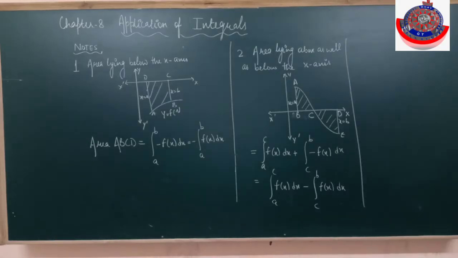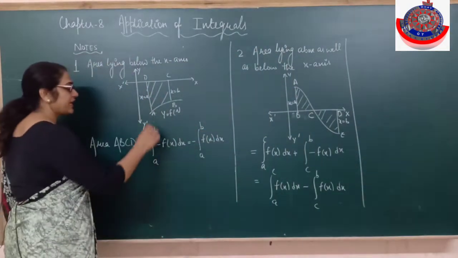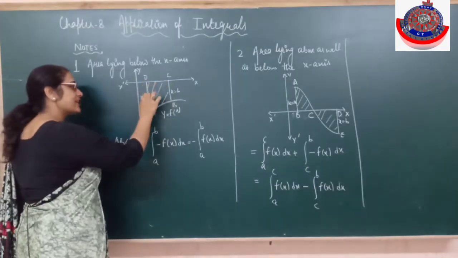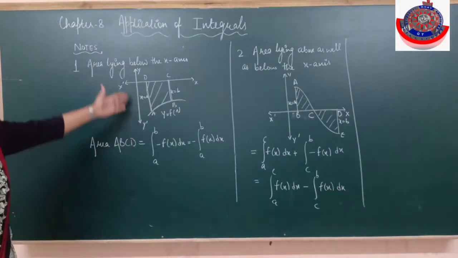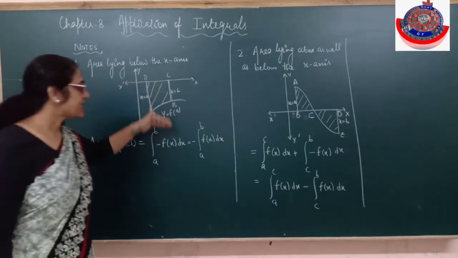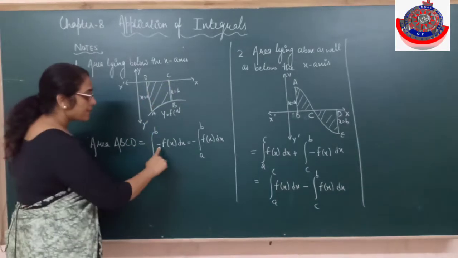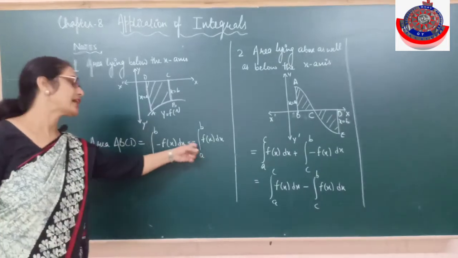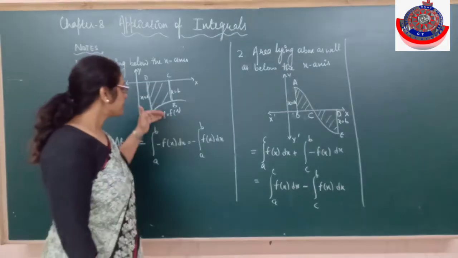Now if the area is like this, here the curve is lying below the x-axis. Suppose you have to find out the area bounded by the curve y equals f(x), the x-axis, and the ordinates x equals a and x equals b. Because it is lying in the negative direction of the y-axis, what will happen? It will be the integral from a to b of minus f(x) dx. So the negative can come out, and it will be minus the integral from a to b of f(x) dx. Is it clear? If it is below the x-axis.